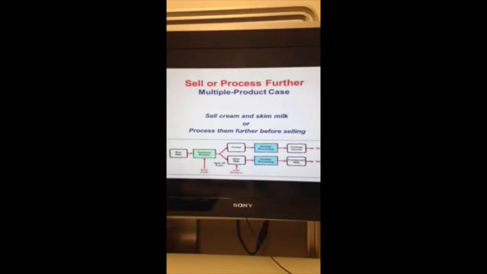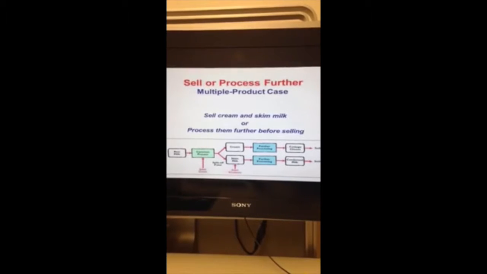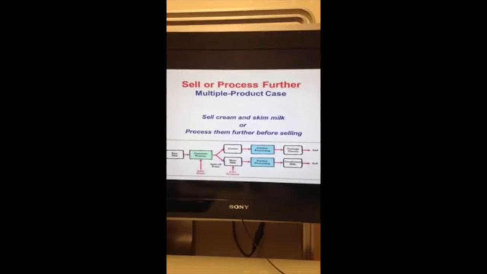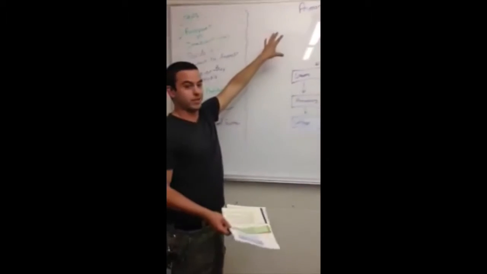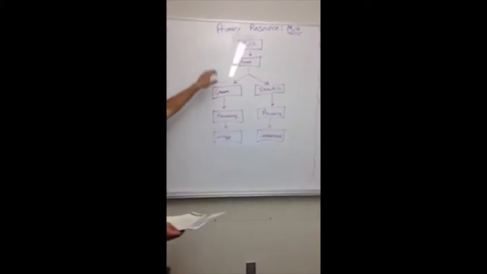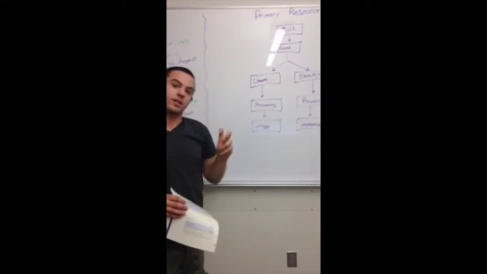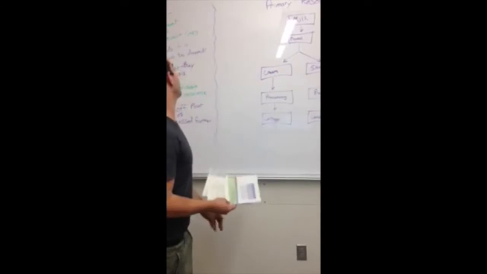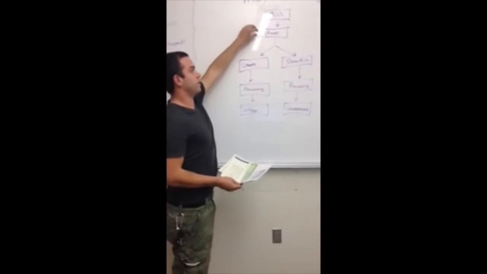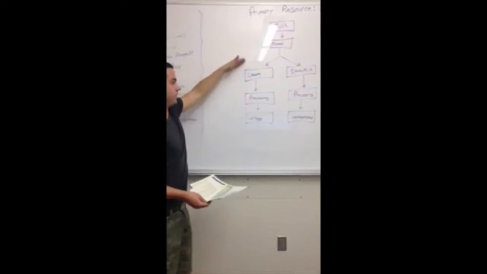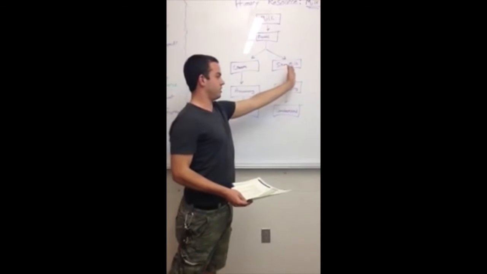We now have examples of a multiple product case for sell or process further. It would be whether we would sell cream and skim milk or process them further before selling. Here is a little diagram of milk with our primary resource, starting with milk and all the different lines a corporation can process it into. So first we have milk, and then it must be processed, and then this right here is called the split-off point, where it can be turned into either cream or it can be turned into cottage cheese.